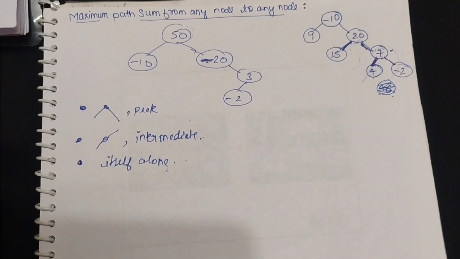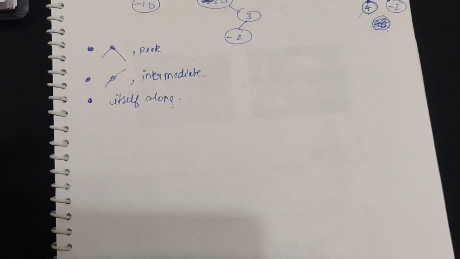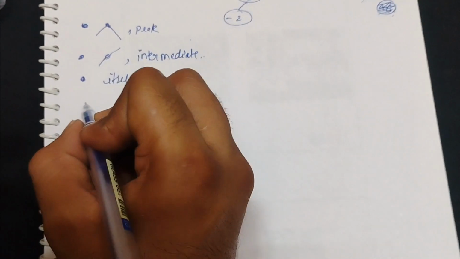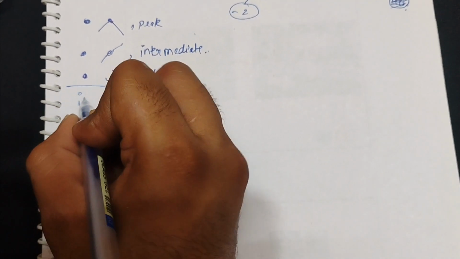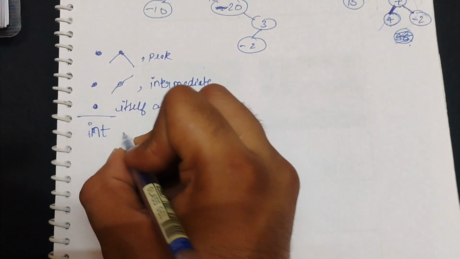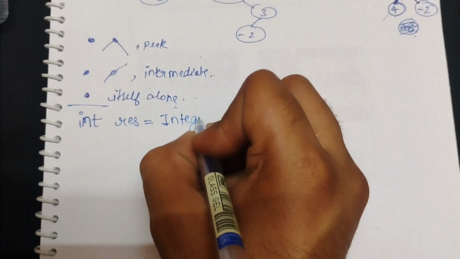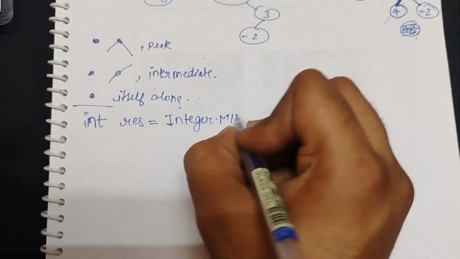Okay, so now I'll write the code, and with that code I will do a dry run. First, writing the code, we'll make a global variable, just like in the last problem, and I'll initialize it with the minimum value.